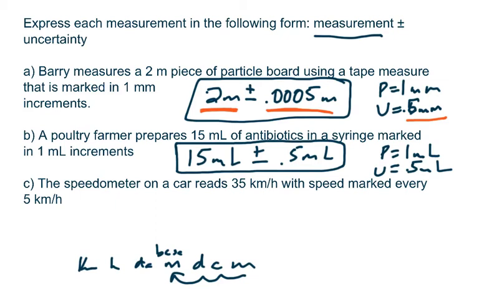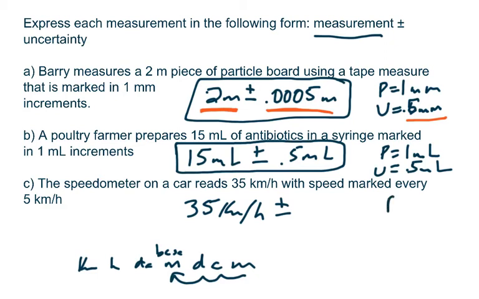So you really want to use, the more precise the device, the more accurate it's going to be, in this case. Okay, so here's another example. Speedometer on a car reads 35 kilometers an hour. So 35 kilometers per hour is my measurement, plus or minus. Now, how fast might it be going?